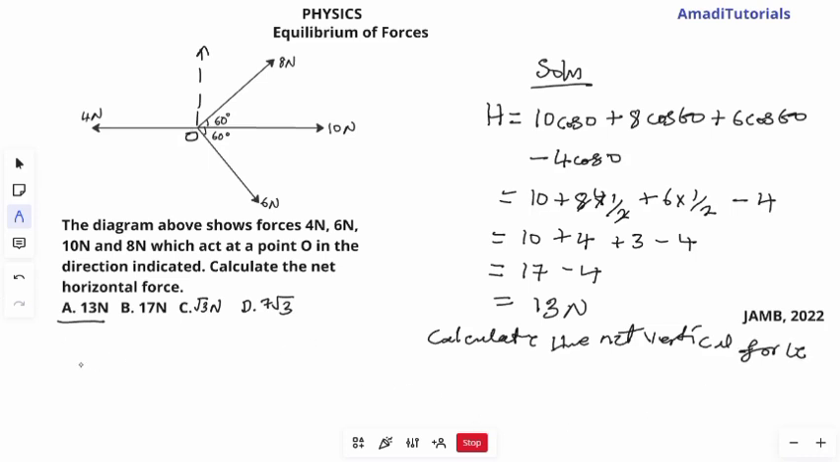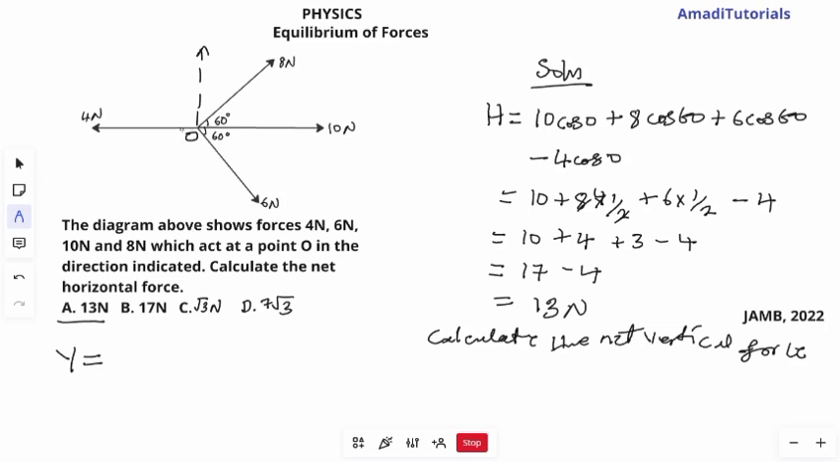And that I will represent by capital letter Y. How would you do that? Now, considering the vertical, you are looking at upward and downward. So what you have here is that the sum of upward force equals the sum of downward force.